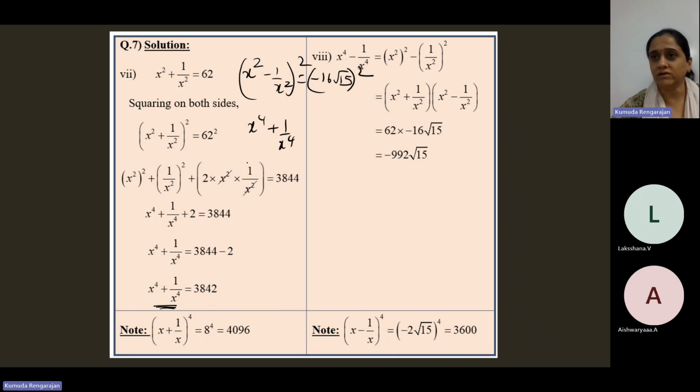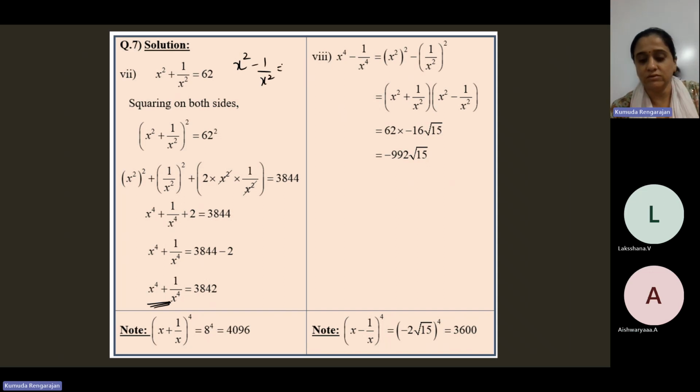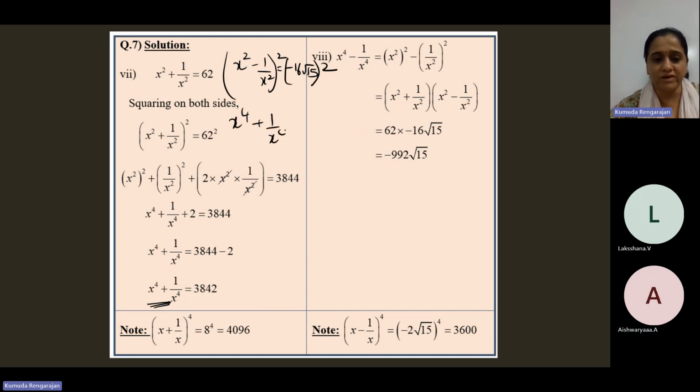This is your homework. Try this. I'll also include that alternate working in this slide in the next class. It's not here, but you can also find the value of x to the power 4 plus 1 by x to the power 4 using the equation x square minus 1 by x square is equal to minus 16 root 15. Square this on both the sides to get the value of x to the power 4 plus 1 by x to the power 4, which will be exactly this, 3842.